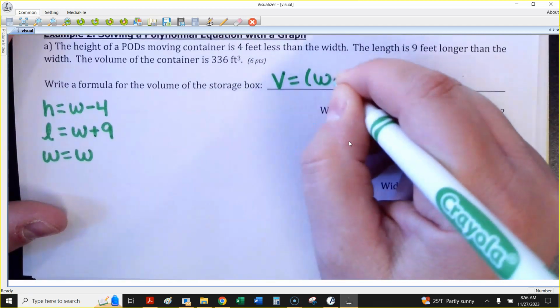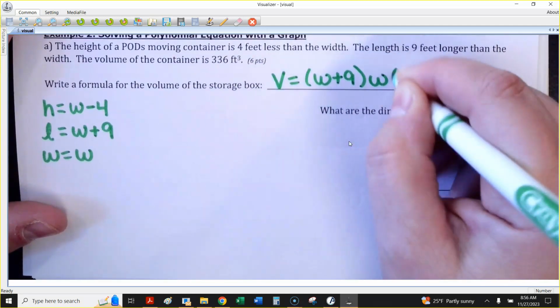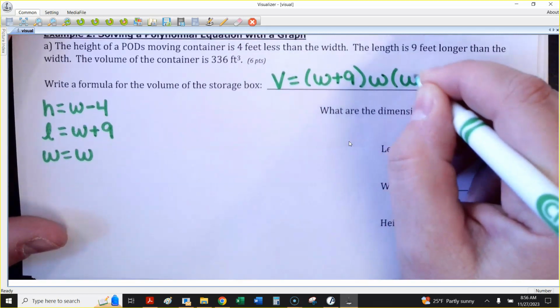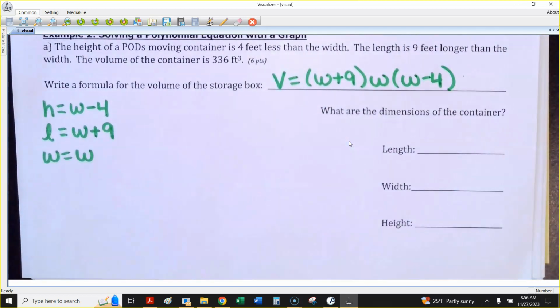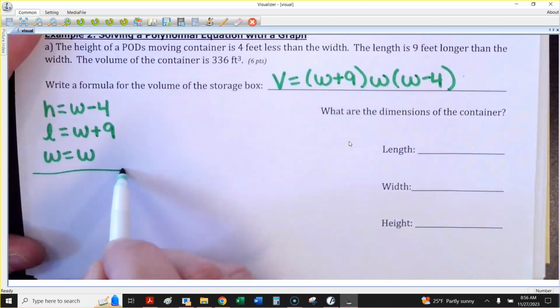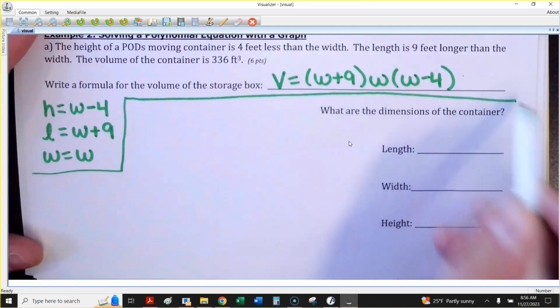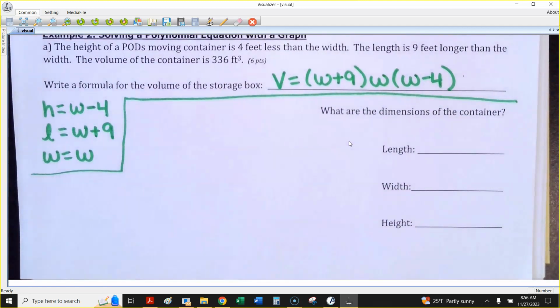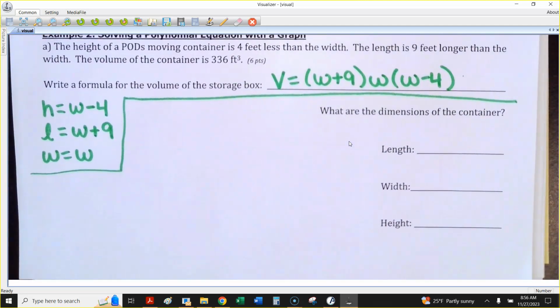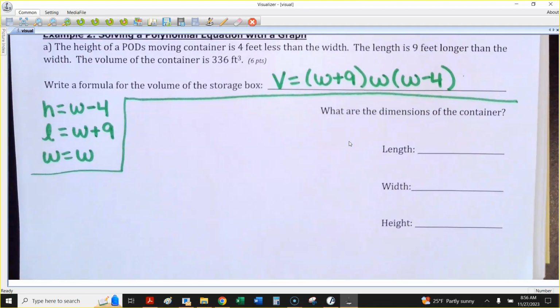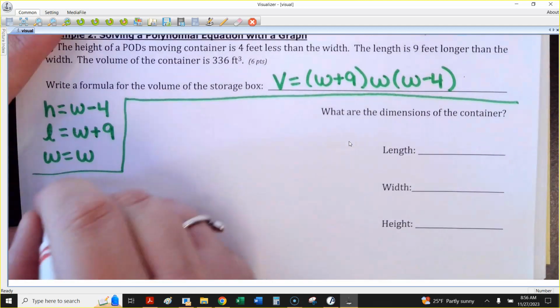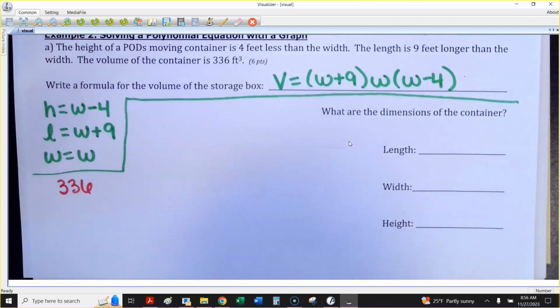So the W plus 9 times the W minus 4. All right, now 2 options for you, and you do whichever one you like better. I usually set this up as a system, and if you don't like that though, you don't have to. I'll show you 2 ways to do this. So this gives you the volume. It doesn't tell you we're going to maximize or minimize anything. It just tells you the volume is 336. What are the dimensions?